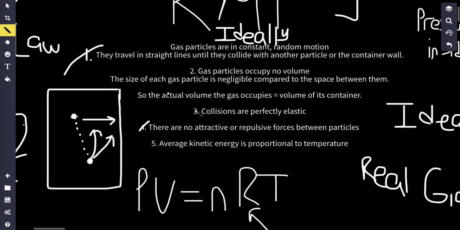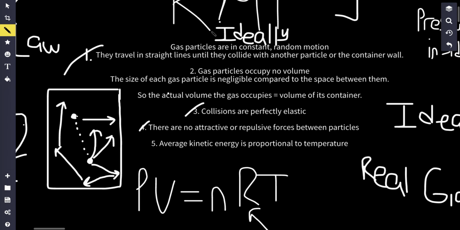Number 3, collisions are perfectly elastic. That means when the gas particles bounce off the wall, they maintain all of that energy. They don't lose any energy from bouncing off the walls. That's not right in reality, especially when the temperature is a little bit colder, and we'll talk more about that later. Gas particles could slow down a little bit because of intermolecular forces, so the collisions might not be perfectly elastic.